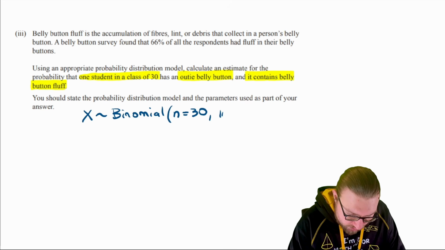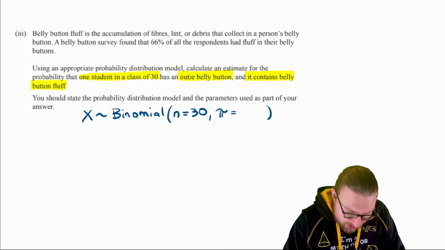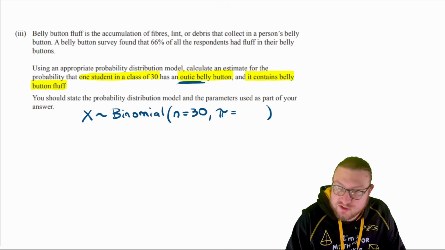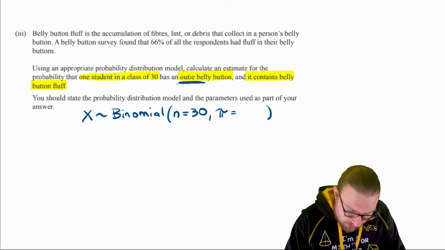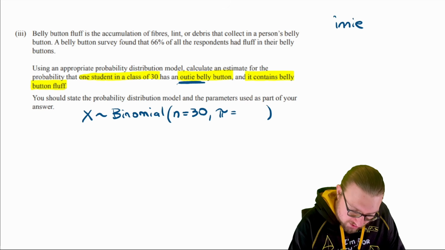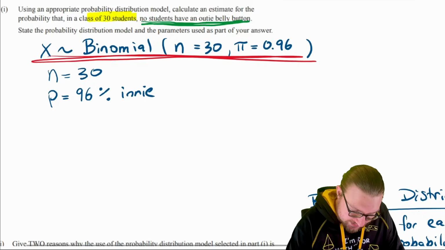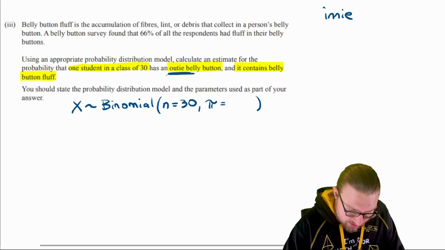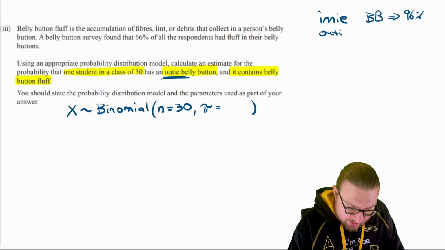And now we want to have a look. What is the probability of success here? The probability of success is now an outie belly button because we want an outie belly button. What is the probability of the outie? Well, we know that for the innie, sorry guys, we can scroll back real quick, was 96%. Yeah, so the innie belly button is 96%. So then we have that the outie belly button is going to be 4%.